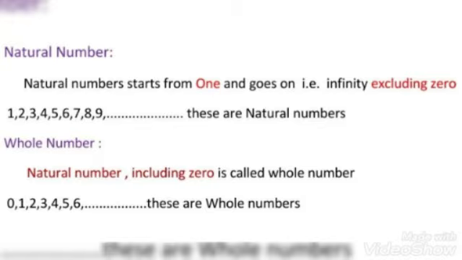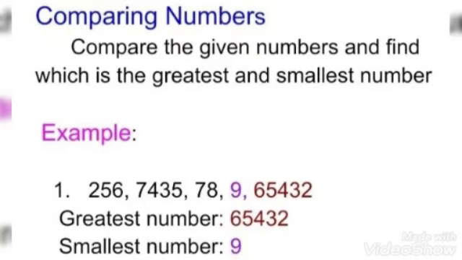What is meant by whole numbers? Natural numbers including 0 are called whole numbers. That is, the numbers start from 0, 1, 2, 3, 4, 5, 6, 7, like this, and keep on going till infinity. These are whole numbers. So natural numbers start from 1, 2, 3. Whole numbers start from 0, 1, 2, 3. The difference is that in whole numbers, 0 is included. That's all.